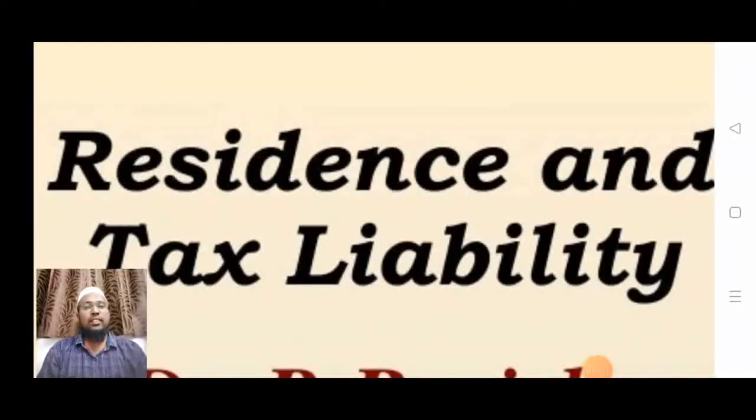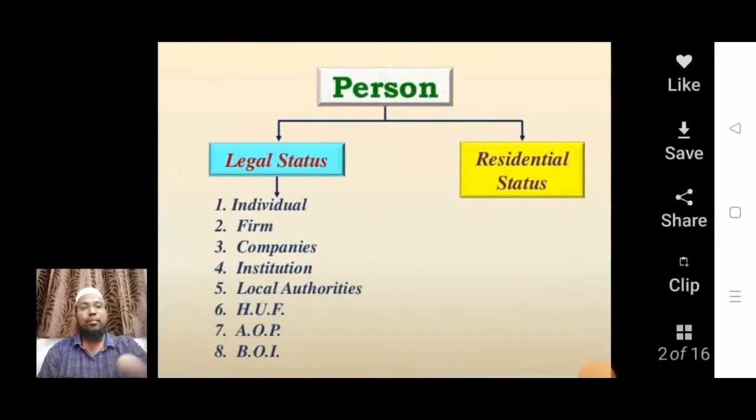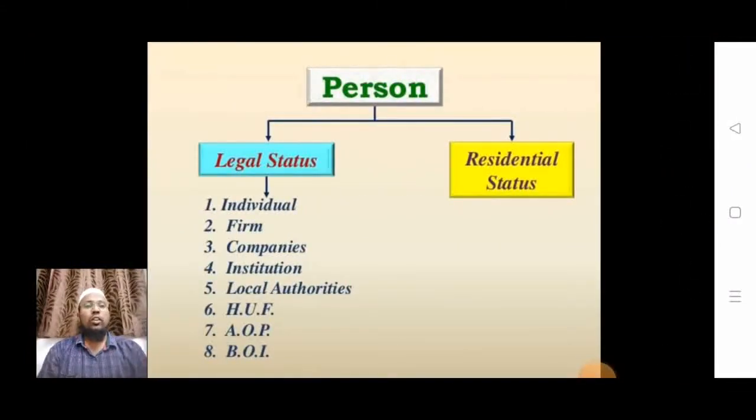Let us discuss the new topic, residence and tax liability. First of all, we have to know what is the meaning of person. Here, person should be classified into two categories: a legal status, and the second one is residential status. In the legal status, the first one is individual. Individual means male or female person.